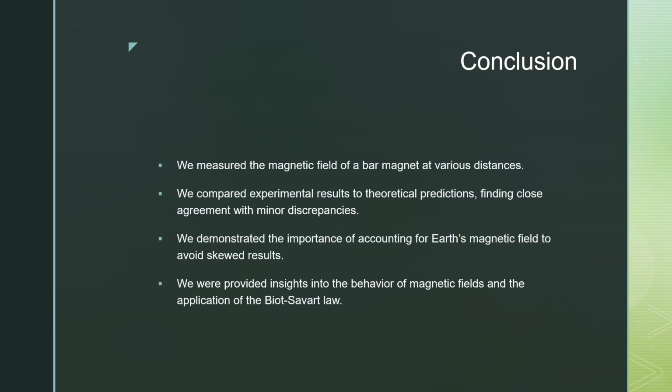In conclusion, we measured the magnetic field of a bar magnet at various distances. We compared experimental results to theoretical predictions, finding close agreement with minor discrepancies. We demonstrated the importance of accounting for Earth's magnetic field to avoid skewed results, and we were provided insights into the behavior of magnetic fields and the application of the Biot-Savart law.